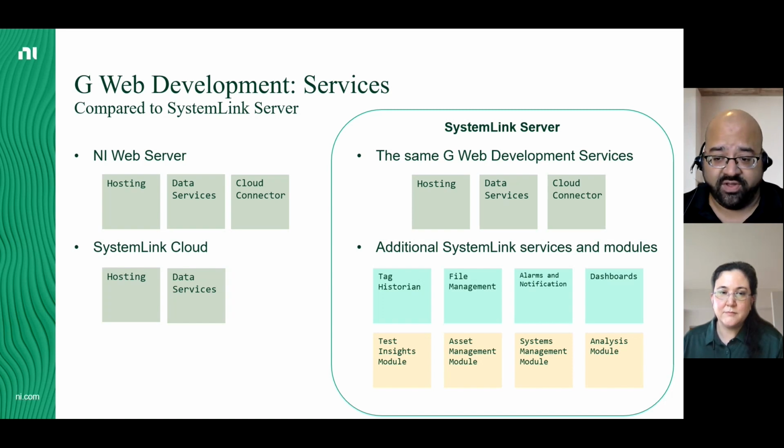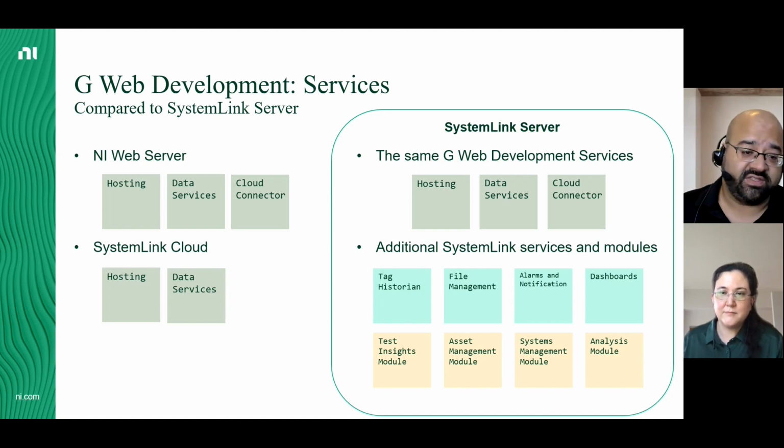They're shared and used in both, but SystemLink Server is a different beast that has a whole bunch of other additional services in it, like the tag historian, file management, dashboards, and these modules for advanced capabilities. Like, let's say you have your test stand system and you want to see your test reports in a web UI. It has that as a built-in module so that you don't have to develop all that yourself. Asset management, systems management, and running analysis routines.